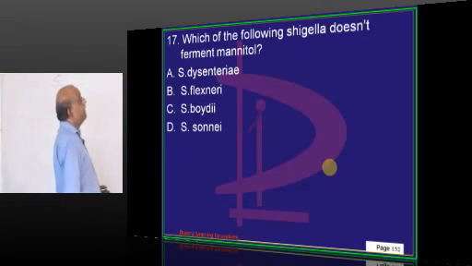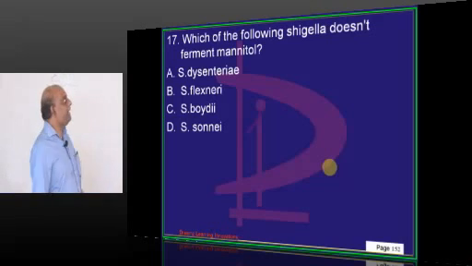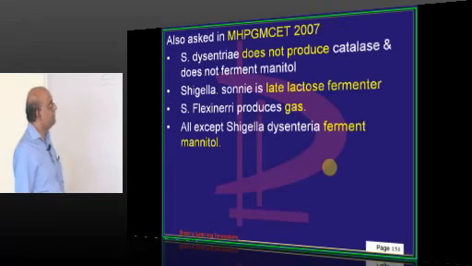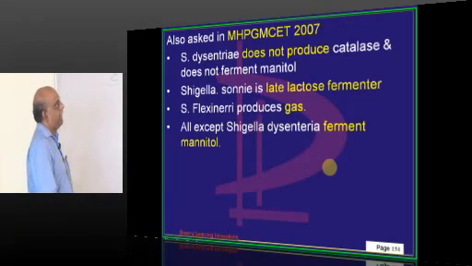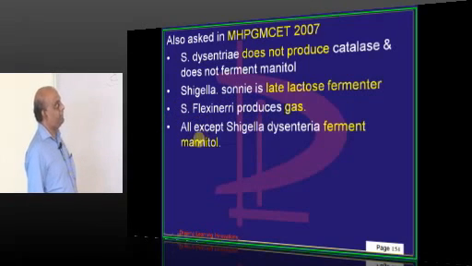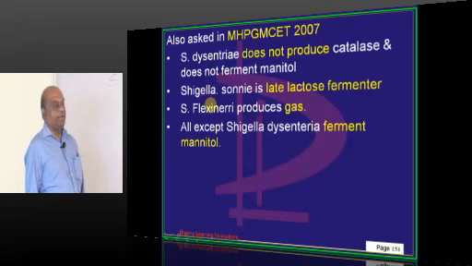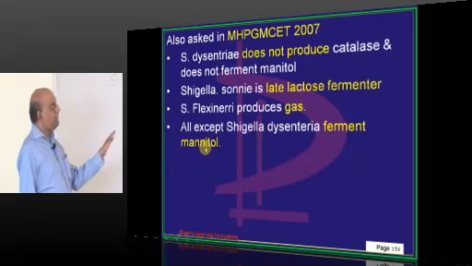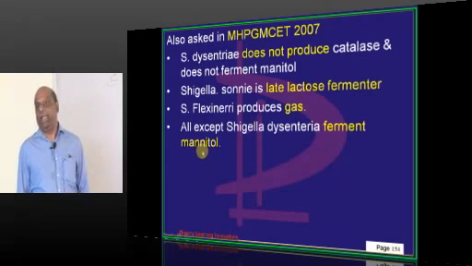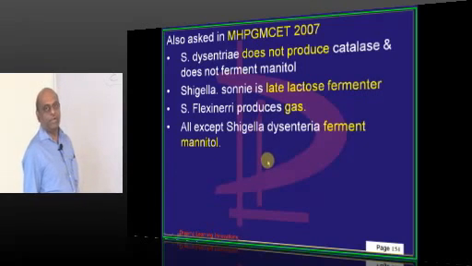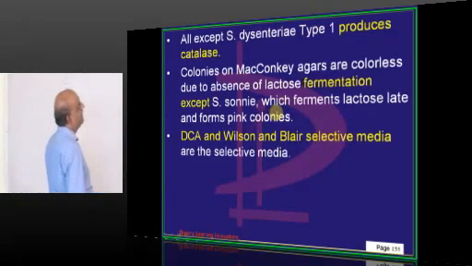Now doctor, Shigella. Which one doesn't ferment the mannitol? Dysentery. So, Shigella dysenteriae, it does not produce catalase, does not ferment mannitol. Sonnei, it is a late lactose fermenter. Flexneri, it produces the gas. And all Shigella, except dysenteriae, they ferment the mannitol. That's the point you need to differentiate.